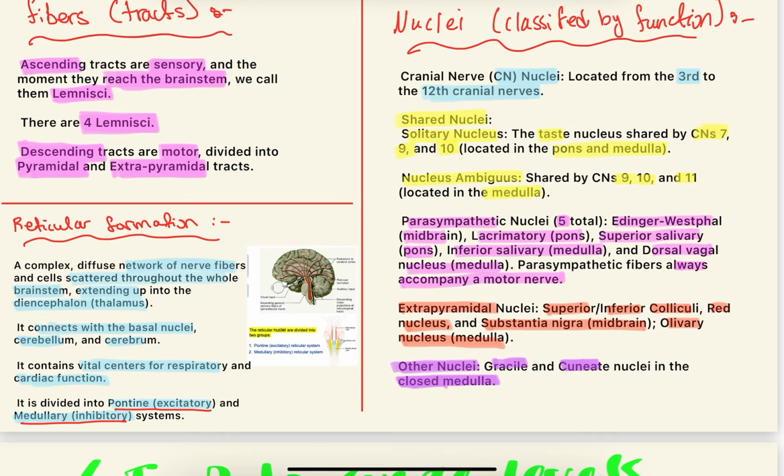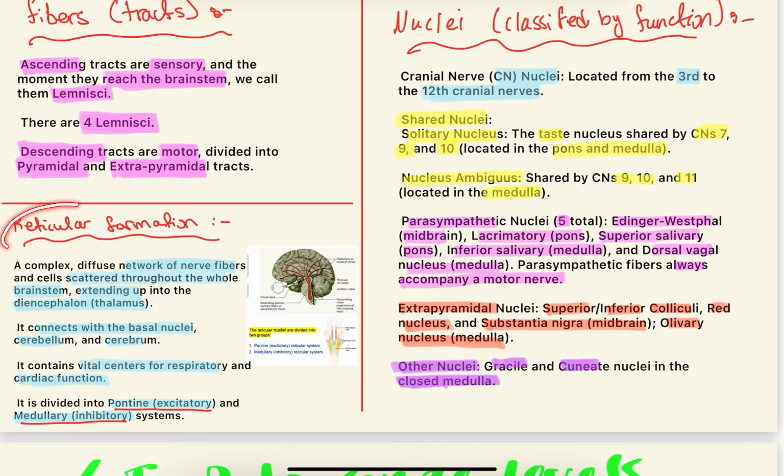The extrapyramidal ones could be the superior and inferior colliculi, the red nucleus, and the substantia nigra in the midbrain, and the olivary nucleus in the medulla. Other nuclei are the gracile and the cuneate in the closed medulla, if you remember from the previous video.